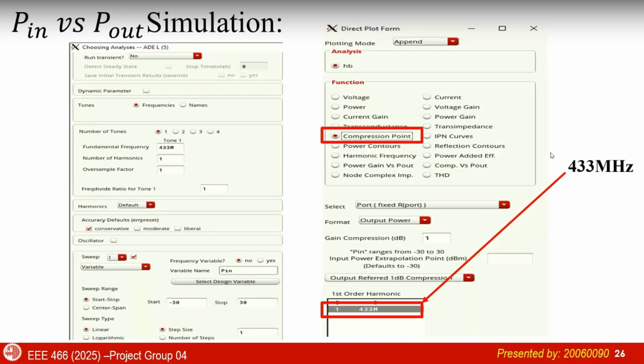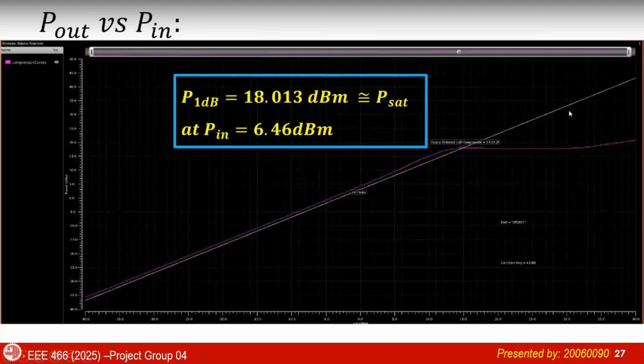We performed harmonic balance simulation in Cadence at the fundamental frequency to analyze the power output versus power input and eventually find out the PSAT. Here is the P output versus P input graph. Here we can see that at the input power 6.46 dBm, the P1 dB is 18.013 dBm, which is very close to PSAT.